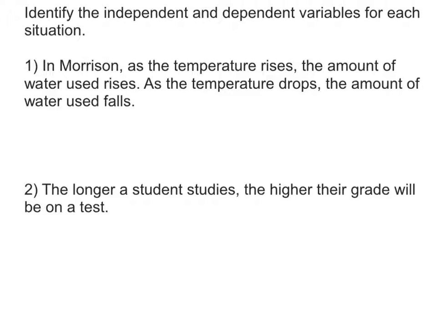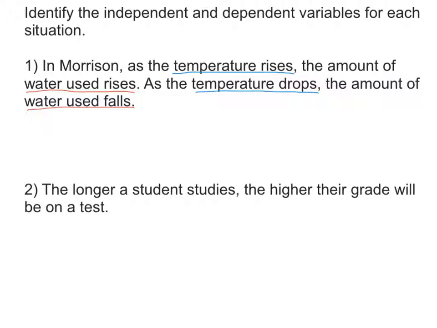So in these two examples, we're going to identify which variables are independent and dependent for the situation so that we could potentially create a function. So in number one, in Morrison, as the temperature rises, the amount of water used rises. As the temperature drops, the amount of water used falls. So we have two different things occurring here. The change in temperature, and we have the change in water used.